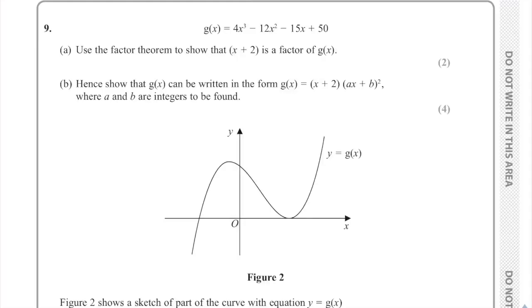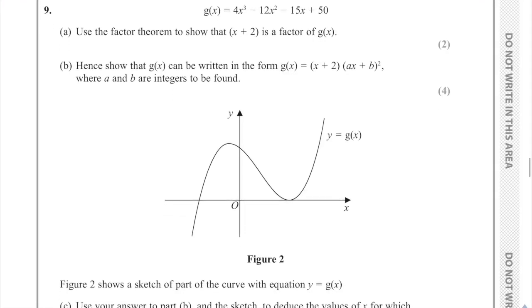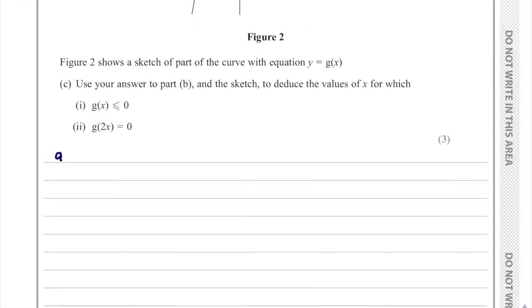So question 9 says the function g of x equals 4x cubed minus 12x squared minus 15x plus 50. Part A says use the factor theorem to show that x plus 2 is a factor of g of x. Okay, so if we write down our function g of x equals 4x cubed minus 12x squared minus 15x plus 50.